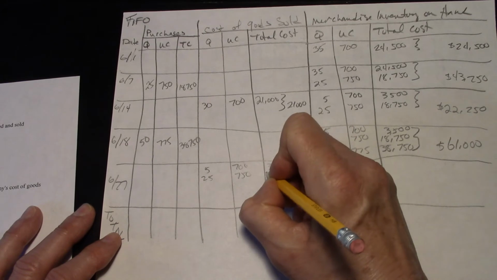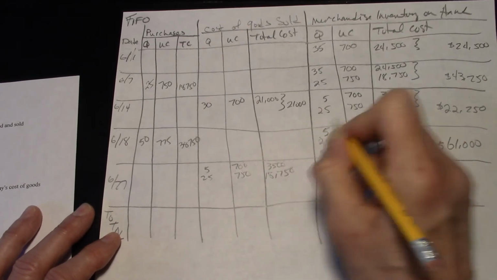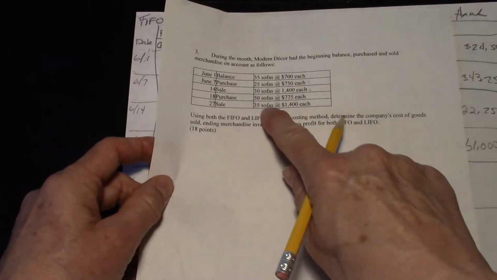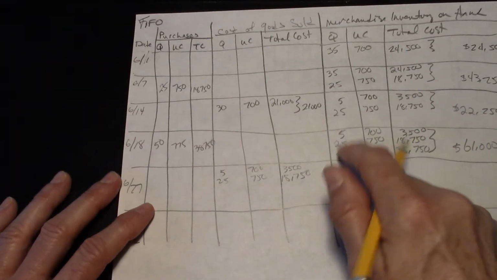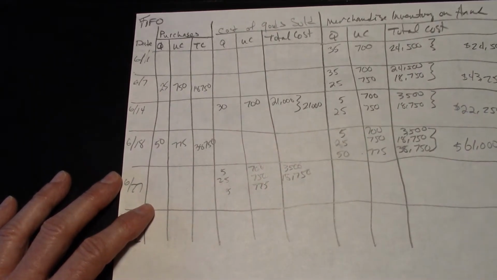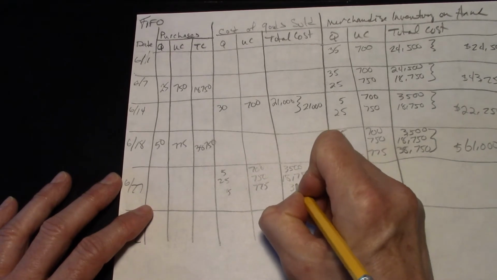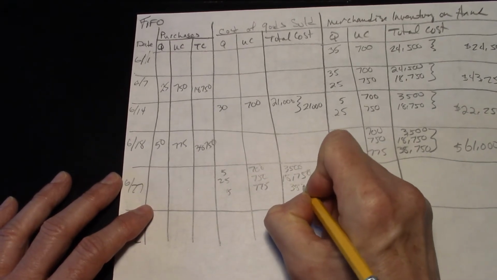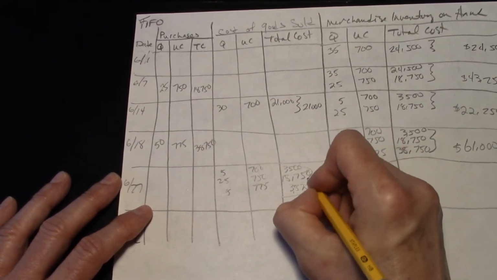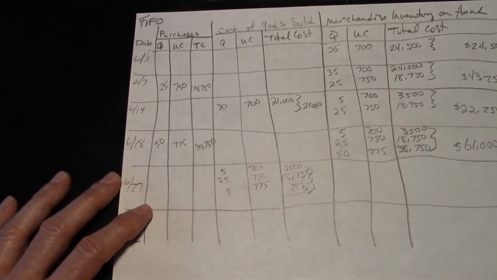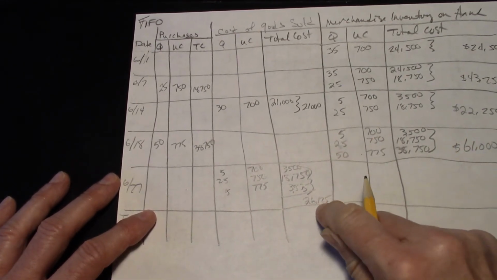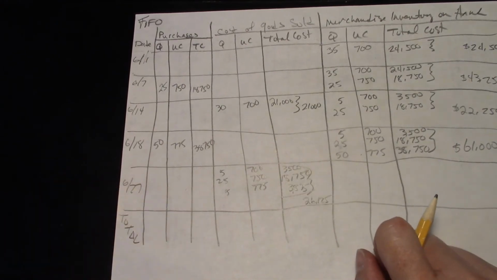So 25 times 750 is 18,750, and I sold 30 sofas, but I still have 5 more. So I pick up 5 of these. 5 times 775 is equal to 3,875. So if you add those all up, they total 26,125. Right? So that's my cost of goods sold for this sale.